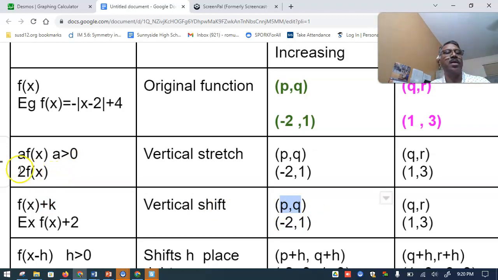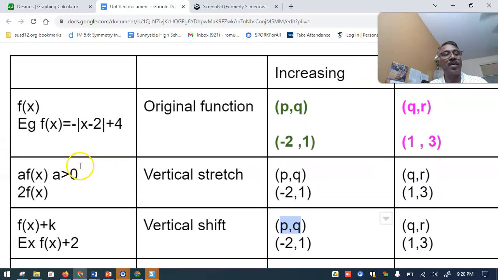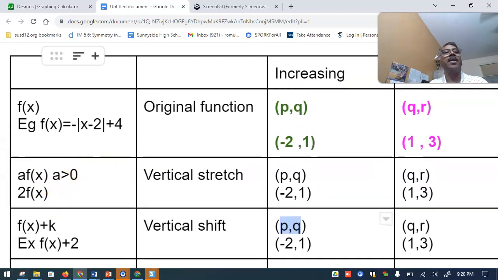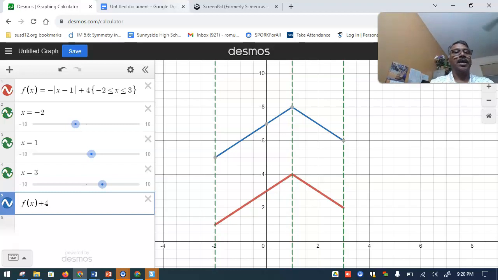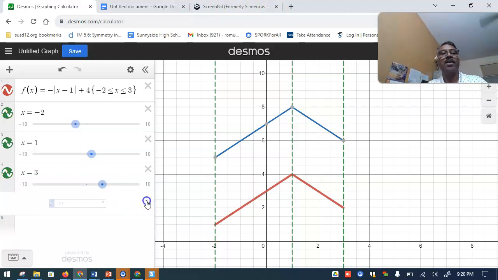So what is the conclusion? With a vertical stretch or vertical compression, or when you move the whole thing up or move the whole thing down, the increasing and decreasing does not affect the class intervals where it is increasing or decreasing. I mean, the vertical stretch and the vertical shift do not affect it. So let's see what happens. We'll do some changes now, and let me take this off here. And let's see how the horizontal shift affects.